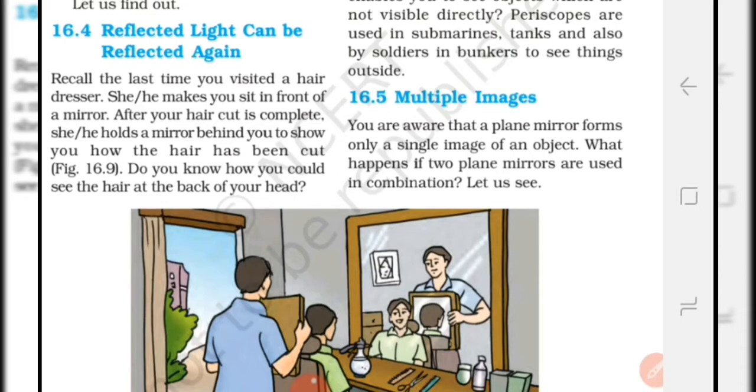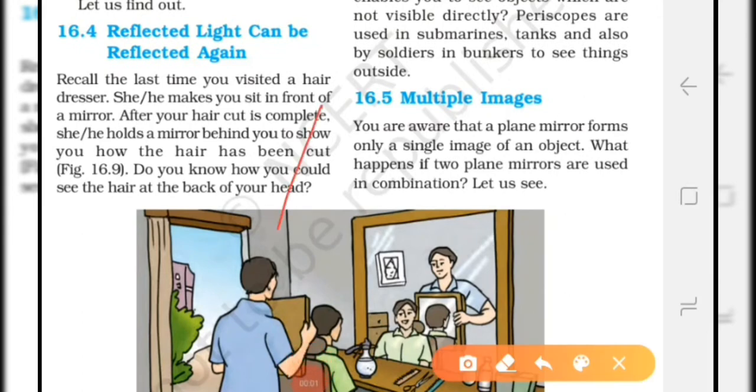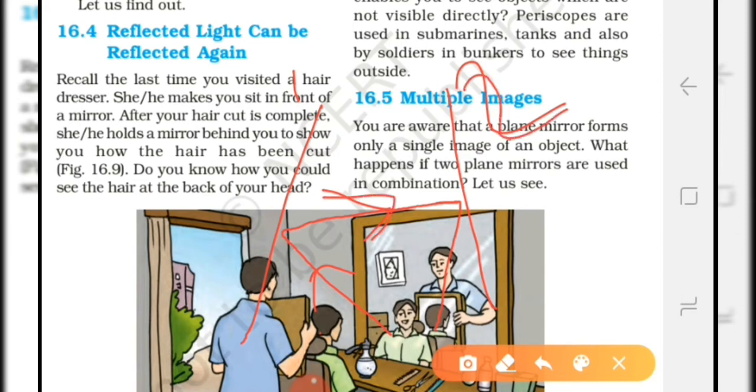Let us understand it. This is the first plane mirror, and this one is the second plane mirror. Students, when a ray of light falls on the first plane mirror, it will reflect and fall on the second mirror. Again, this ray of light will reflect. So for the first mirror, this is the incident ray and this is the reflected ray. But for the second plane mirror, this reflected ray will be the incident ray, and again this reflected ray will reflect. So reflected light can be reflected again.